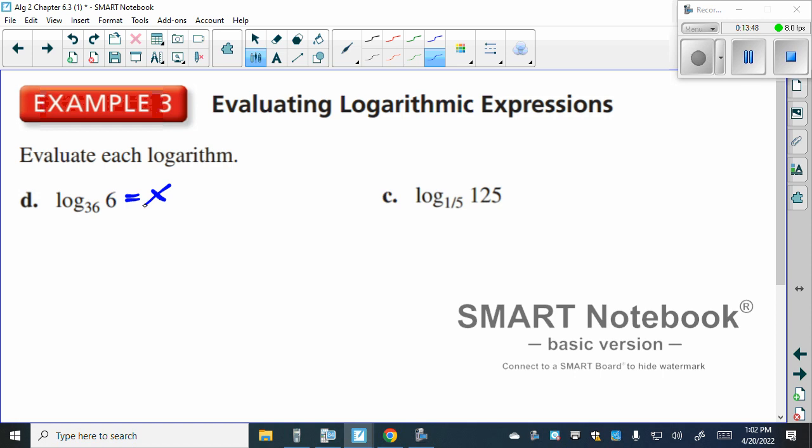Log base 36 of 6. So we could rewrite this as what? 36 to the what? This one here, I think, is one of the more challenging out of the ones we've done so far. It's close. Yes. It is.